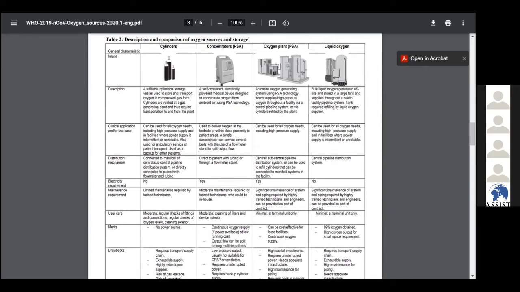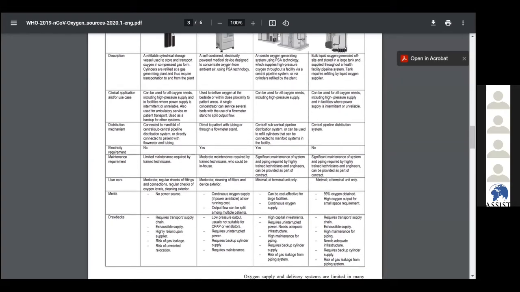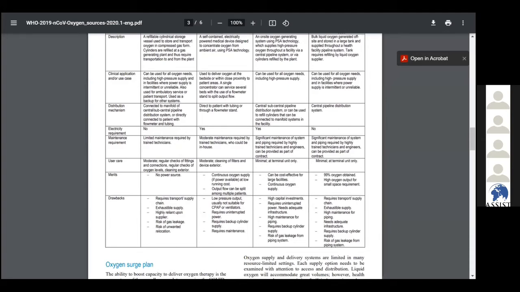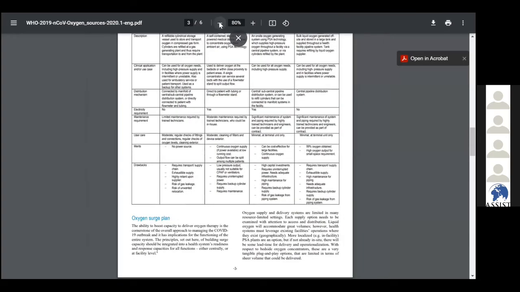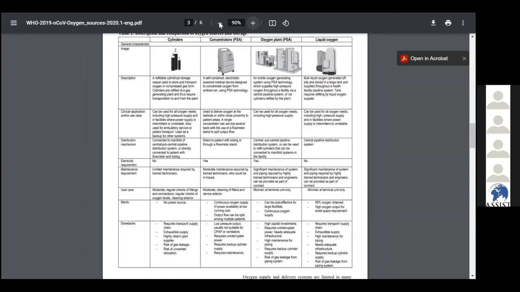Yeah, maybe you can see on this table the drawbacks. You can go down a little bit, Arana, so that we can discuss these drawbacks. Yeah, you can stop there. As you can see, for the cylinders you will require transportation and the supply chain, so you are relying on the supplier. For example, if you are living in the Western province, you will be buying oxygen from maybe Kigali, so it's very difficult to get the oxygen in your center as needed. There is also risk of gas leakage, so where you are keeping your cylinder, you may have some accident and unwanted relocation.